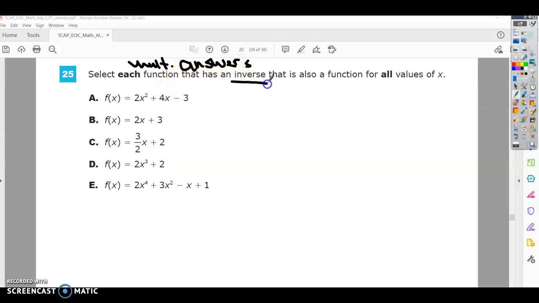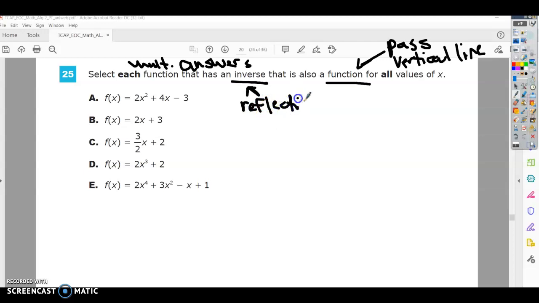That has an inverse. We have to know what the inverse is. That is also a function, so we know it has to pass the vertical line test. When we talk about inverses, when you solve an equation, you have to switch the x and y and solve. We also know that an inverse is a reflection across the line y equals x.